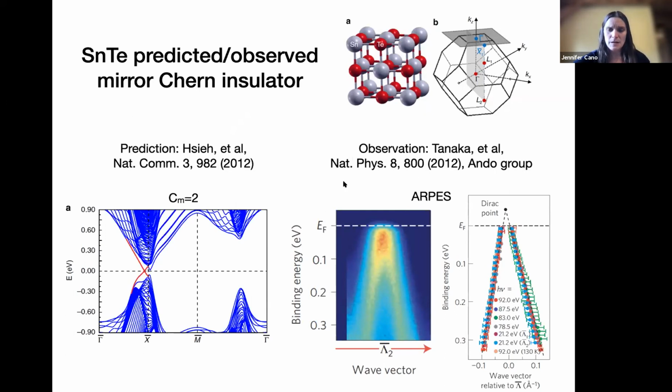And this is the experimental observation, which is ARPES data, showing the part of the Dirac cone which is below the Fermi level. One of the things that makes this field of topological crystalline insulators so exciting is that there's been this rapid back and forth between theoretical predictions and experimental observations. I'll show a little bit more of that as we go on.